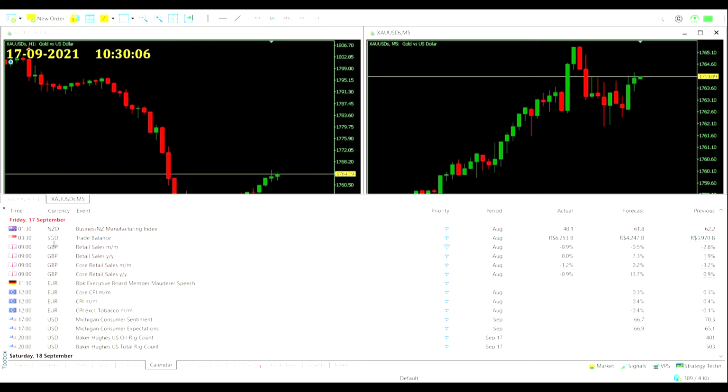Not a huge amount on. We did have 1:30 this morning, the Business New Zealand Manufacturing Index, coming in at 40.1 actual against a forecast of 61.8 and a 62.2 previous. Pretty poor numbers for the business conditions over there.